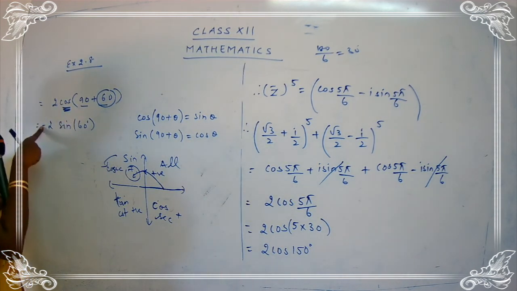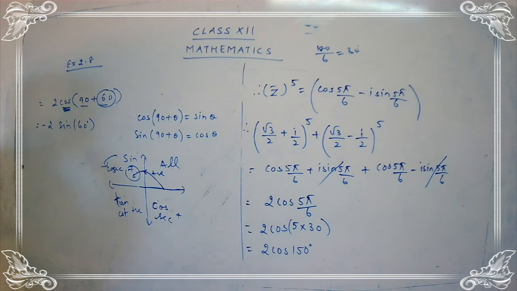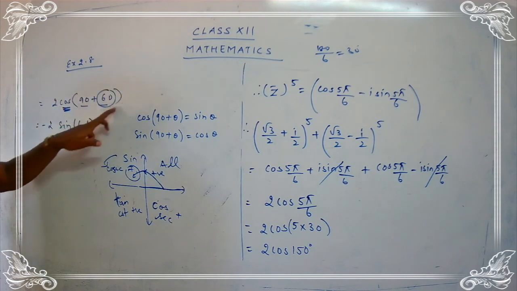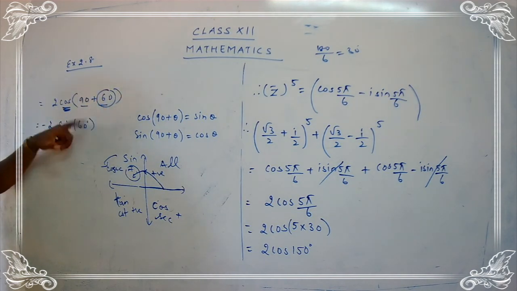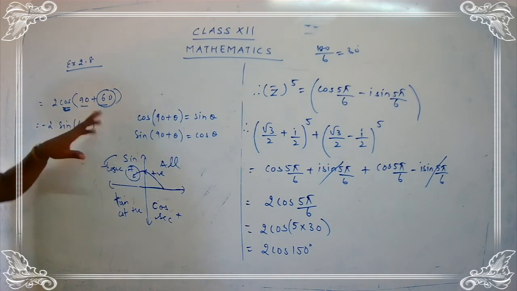So you have to put your negative sign. So what you get? 2 sine of 60. Just don't think of sine. Okay, sine is here. I'm going to write down here sine. No. You are just going to take this value only. So cos of 90 plus theta is sine theta. And along with that, you have to see the sign also. So what is the sign? The sign is negative because this angle is lying on the second quadrant.